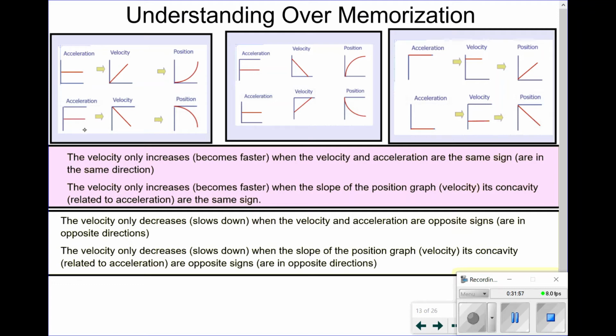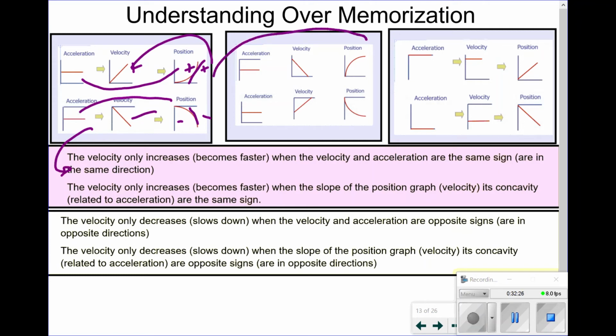So here again, we can see that everything is going to be speeding up. Please notice I have positive concavity, positive slope. I have a positive velocity because that's the slope. I have a positive acceleration. Here I have negative slope, negative concavity, negative velocity, negative acceleration, and everybody is speeding up.